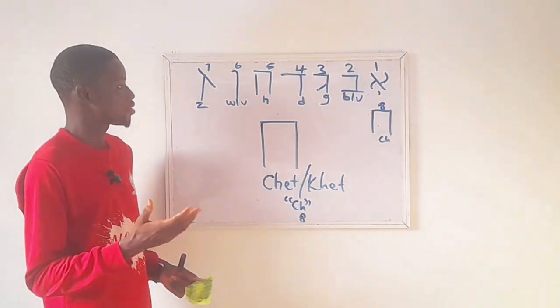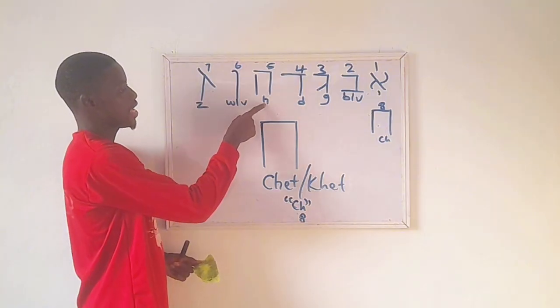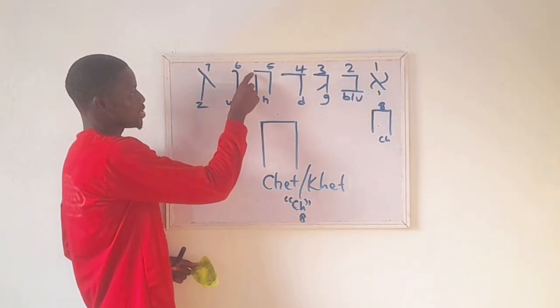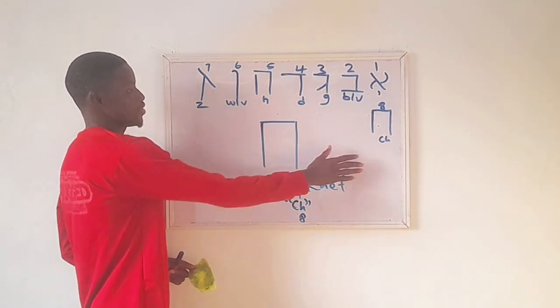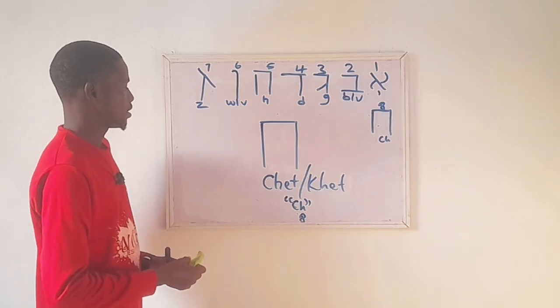Now you must know the difference, because when you go and look at the videos on types of letters, you are going to see that the H and the K almost look alike, but the H has a space here, the K does not. So this is H, this is CH. Khet.